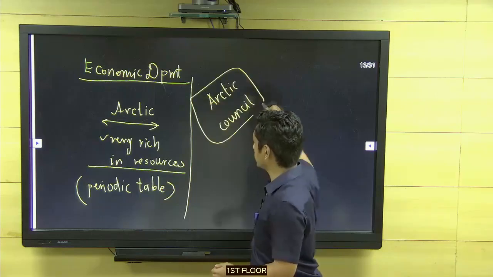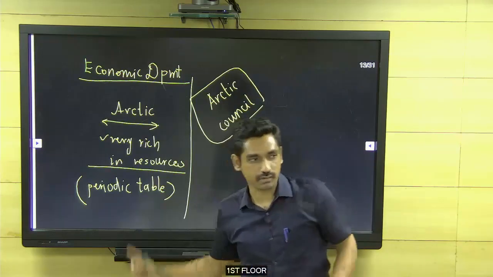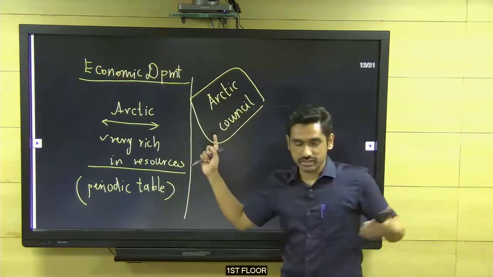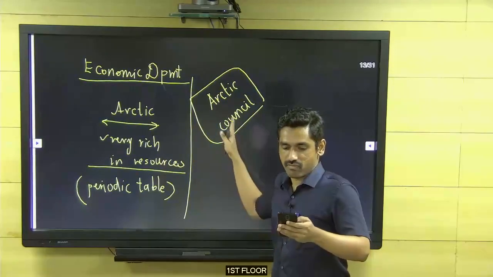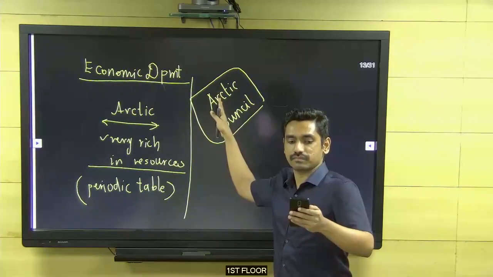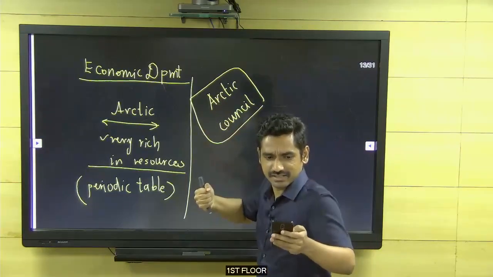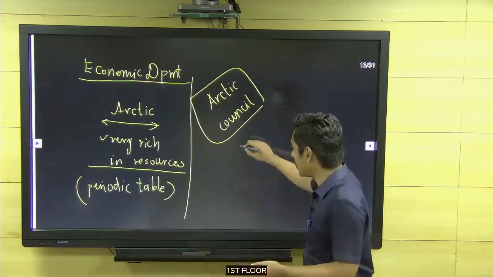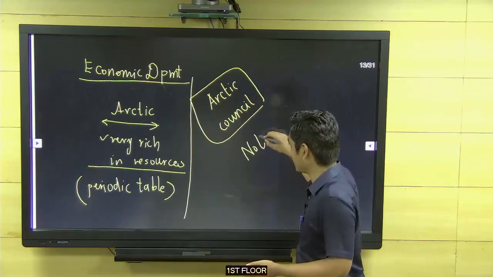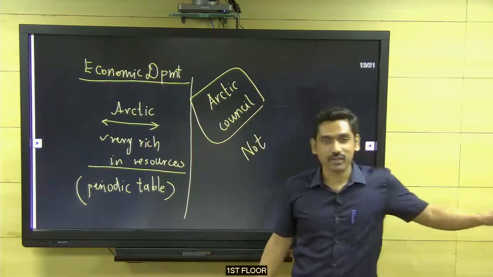Okay, just tell me whether you can answer this question. I think IO would have started. Is India a member of Arctic Council? Is India a member of Arctic Council? No, good. There should not be any confusion. India is not a member of Arctic Council. India is an observer. You know why? We can only be observers.